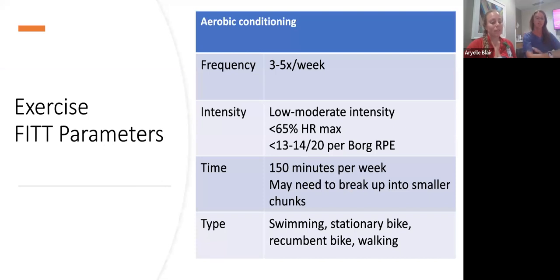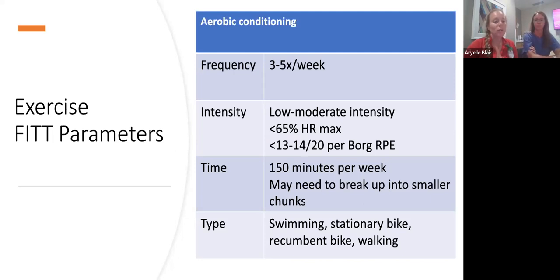And Aryelle's going to talk about exercise fit parameters. Yeah, so we'll dive into the different modalities of exercise and look at the frequency, intensity, time, and type recommendations for each of these exercise modalities. A lot of these parameters were taken from the American Heart Association recommendations for general adults, and then we've tailored them specifically to our clientele with neuromuscular disorders. So the big takeaways is really looking at that intensity piece and how we modify that.